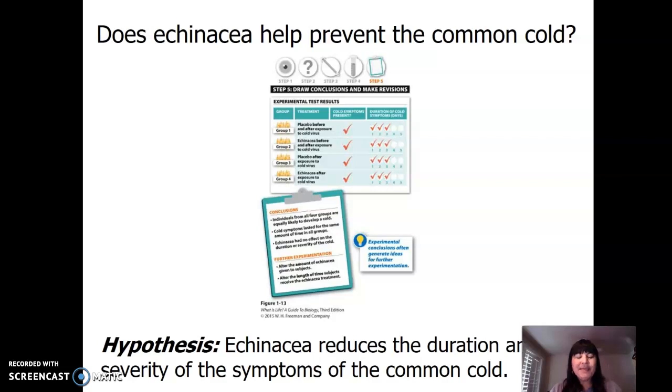But that does not mean that this study was pointless. We learned something. What did we learn? Yes, right? The echinacea has no effect on preventing or reducing the duration of the common cold or reducing the intensity.